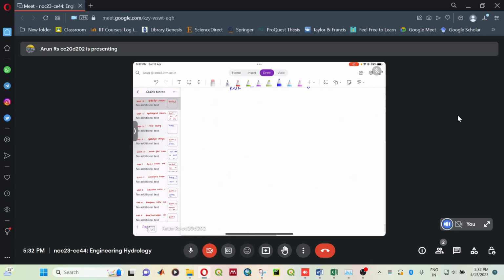So there should always be a trade-off between risk and reliability. We cannot design a structure which is 100% reliable. It will lead to unreasonable capital cost for construction and maintenance. So we will always design it for an optimum level such that the cost is minimum and there is a good reliability also.